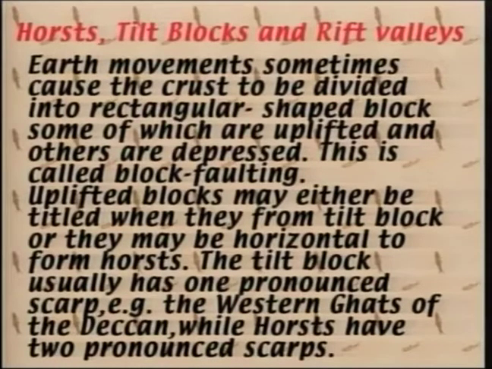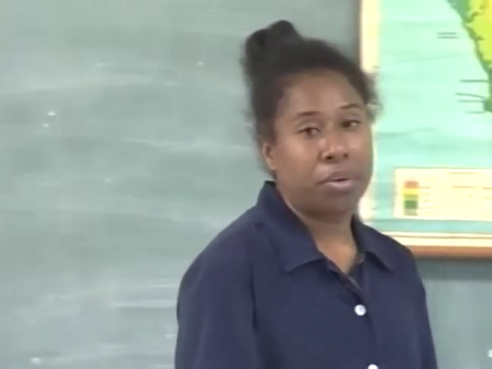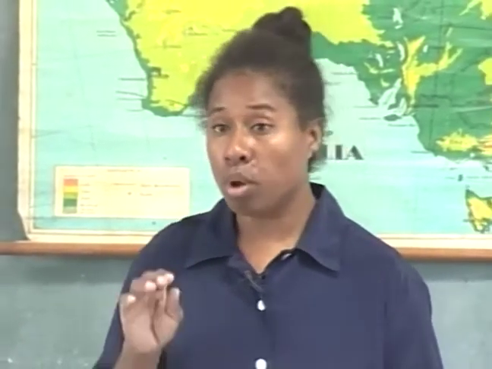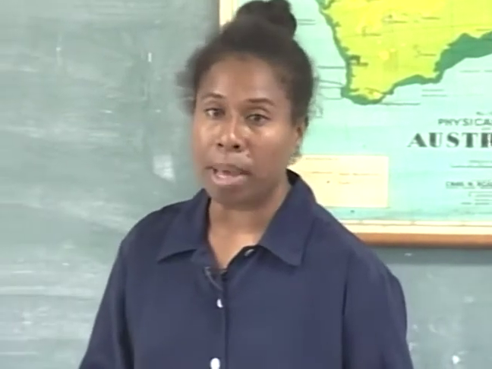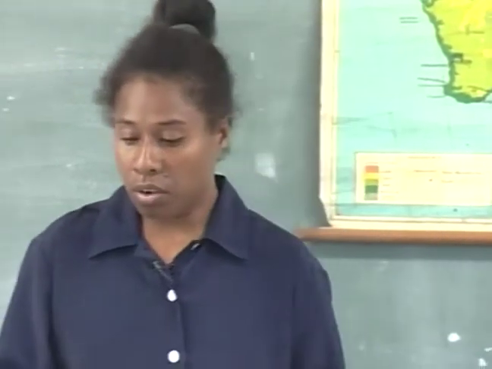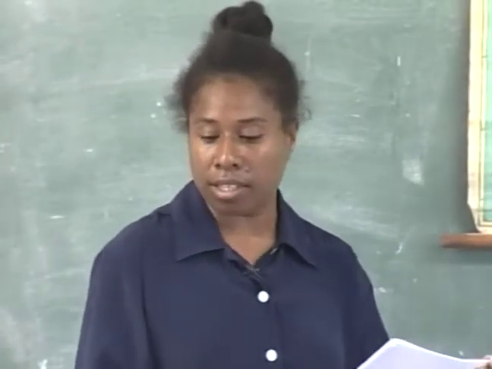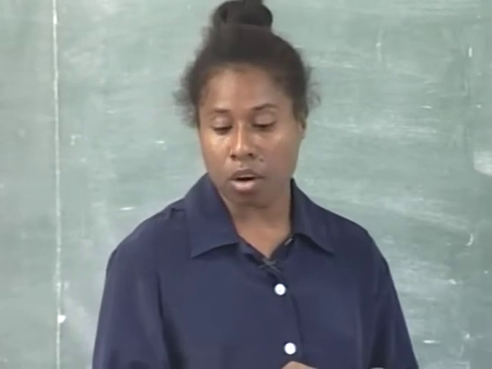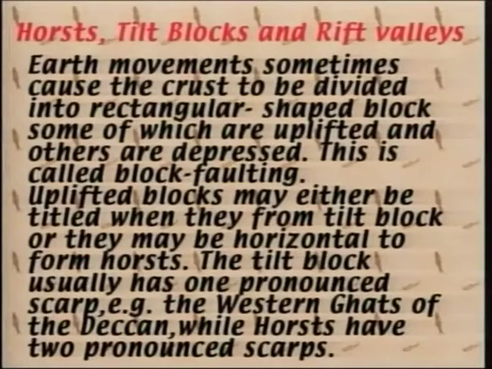Some examples of horsts and tilt blocks we will do later on, and I will give you some examples of horsts and tilt blocks to research for your homework and to plot accurately on blank world maps to show the location of such features. From this information, you note that tilt blocks usually have one pronounced scarp. Meanwhile, horsts would have two pronounced scarps.